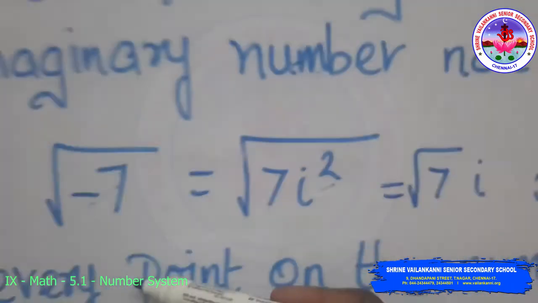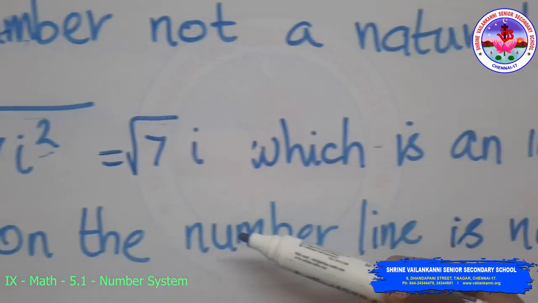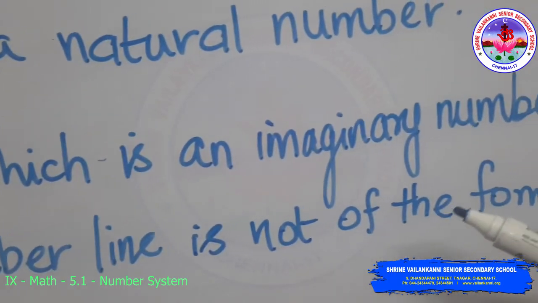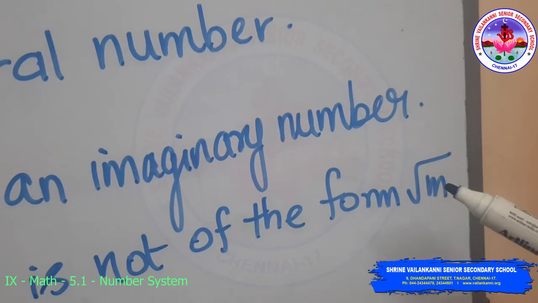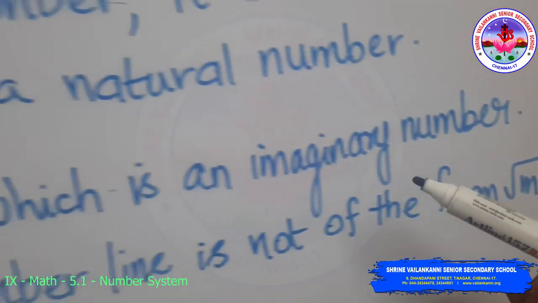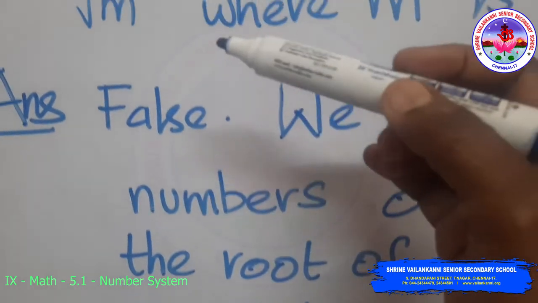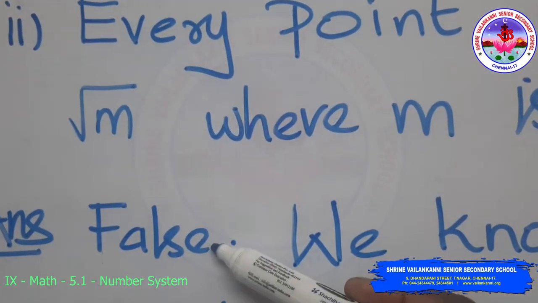So I can say that every point on the number line is not of the form square root of m, where m is a natural number. So I can say that this statement is false.